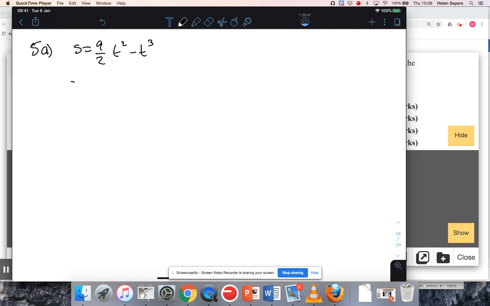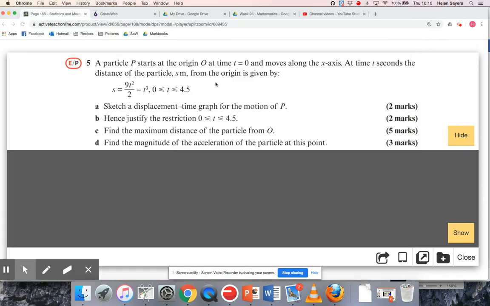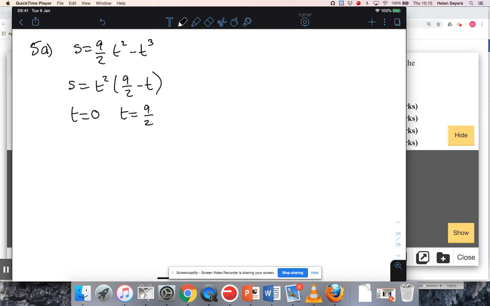So whenever I'm trying to sketch a graph, I always want to factorize it. So I can take t squared out as a common factor, and that will give me 9 over 2 minus t in the brackets. So I've got a repeated root at t is 0, and a root at 9 over 2 or 4.5, and they have referred to 4.5 in the question. We'll come back to that.